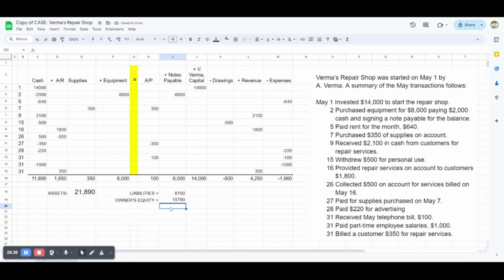Okay, now what we want to do is see if assets equals liabilities plus owner's equity. So to do that, I'm just going to add liabilities and owner's equity. So 6,100 plus 15,790. Yeah, so that equals 21,890. So notice that this number is the same as assets, and that's what's supposed to happen if everything goes well. Assets are supposed to equal liabilities plus owner's equity.